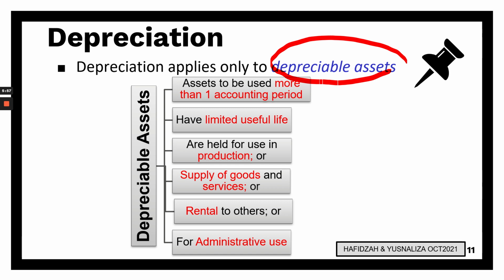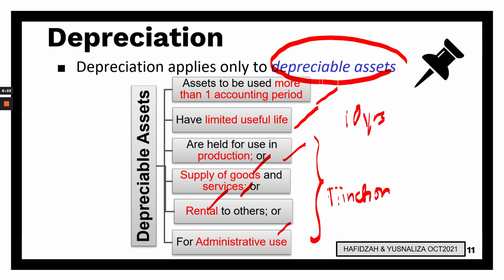The asset should be more than 1 year. Here the depreciation will be charged for the PPE. Of course, it is more than 1 year or one accounting period. Limited useful life, let's say the life was just 10 years, so that is a limit to it. Held for use in production, for supply of service, supply of goods, rental to others, or for admin use. If you can see here, these are all the functions or features for an item to be considered as a PPE. So meaning that it was used for the business purpose, and that was in production, supply of goods, services, rental to others, or for admin use.